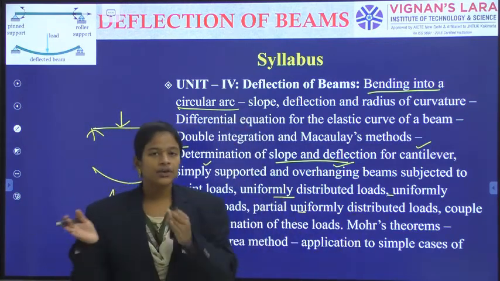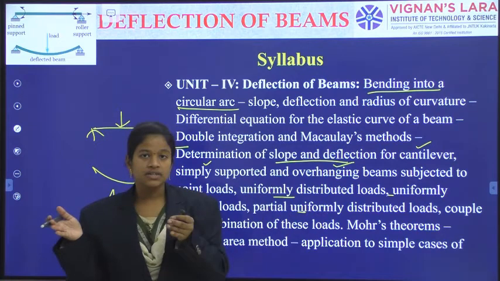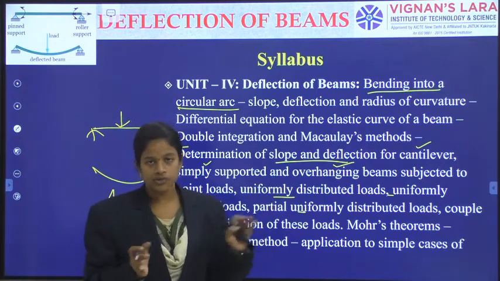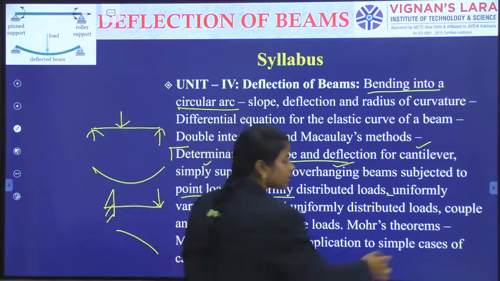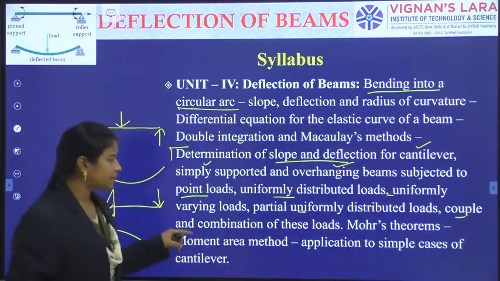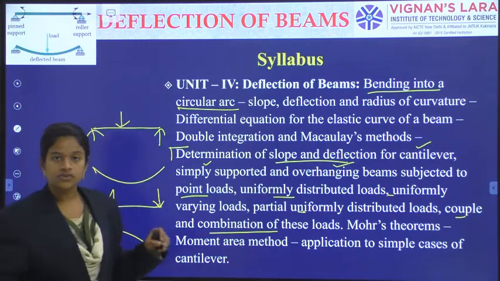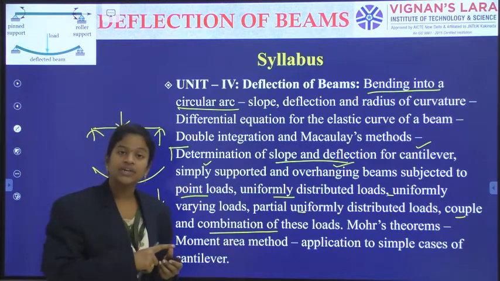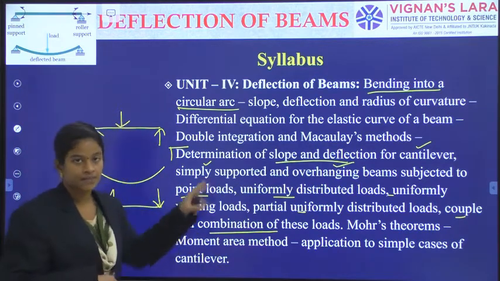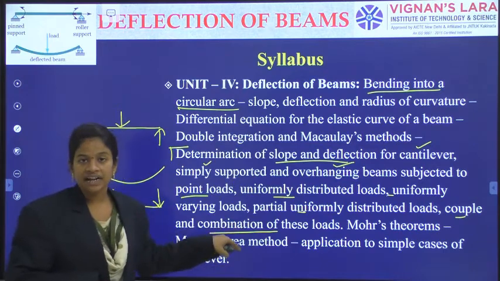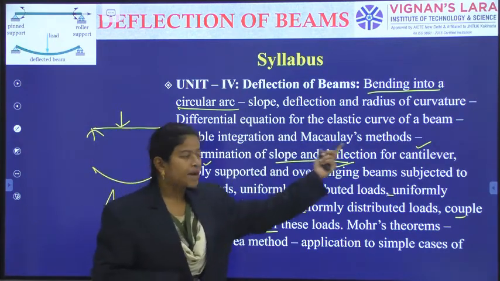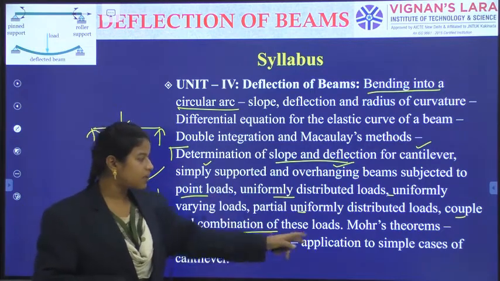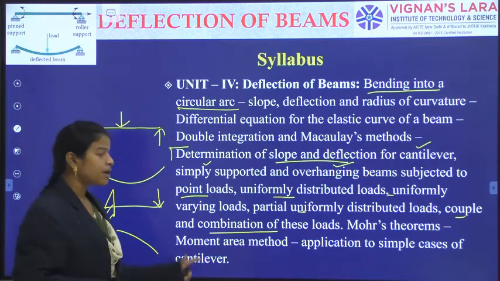So, generally UDL may be of full length, but up to some length also. So, they have mentioned these as partially uniformly distributed loads. So, some combination may happen. And also, due to the application of a couple and also combination of all these loads. So, individually point loads, UDL, UVLs, couples, partial UDLs, and combination of any of these loads. So, for such types of loading conditions, we will calculate the slope and deflection for the beams, cantilever, simply supported and overhanging. Okay, and also Mohr's theorems, moment area method.